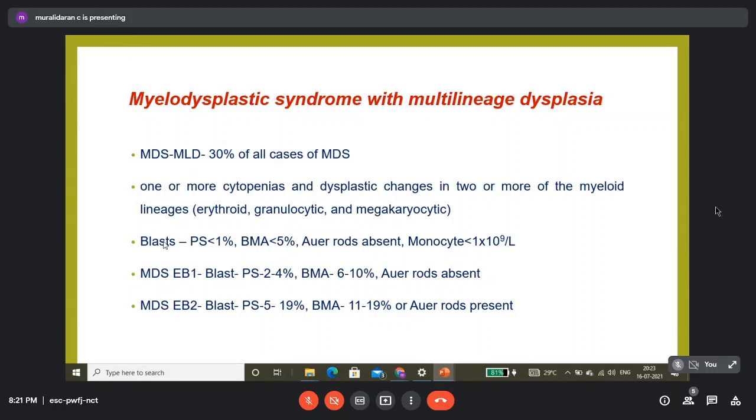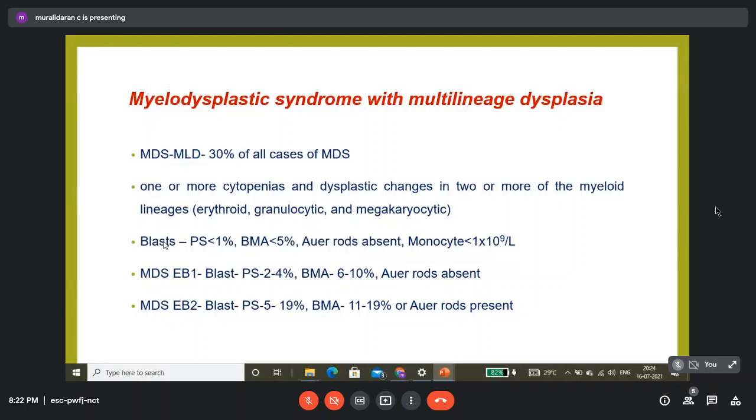So yeah, a few slides about this. MDS with multilineage dysplasia is one of the main classifications of MDS, comprising around 30% of the cases, where blasts can be less than 1%, but if you are having more blasts, we will classify accordingly as excess blast 1, excess blast 2. But always keep in mind, if you have doubt in terms of management, as a pathologist you should always prompt the clinician to go for a flow, at least to quantify the amount of blast. Sometimes morphology can be really tricky. It's from my own experience I'm talking about.